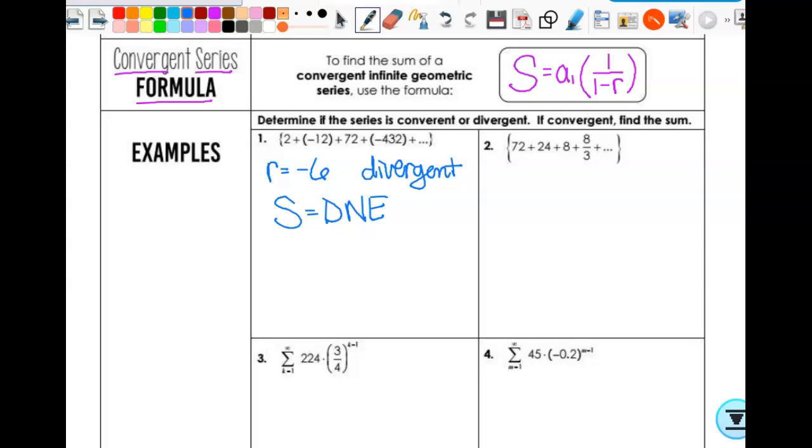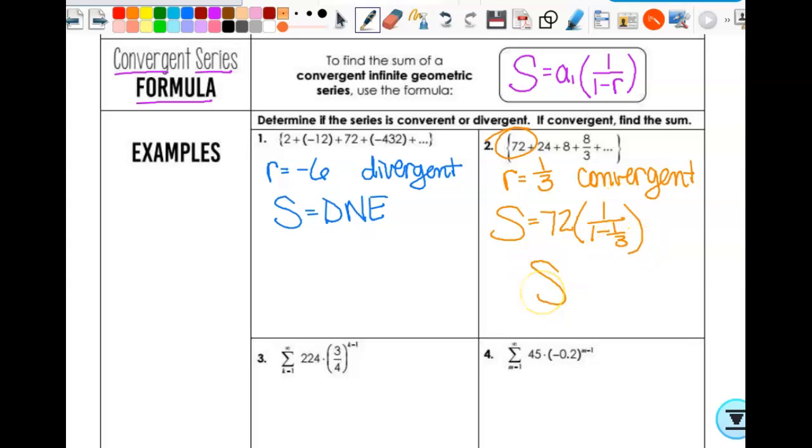Easy enough? All right, so let's look at number 2. What is r here in number 2? 1/3. So is it convergent or divergent? Convergent. Okay, and then this is my first term, right? So my sum is equal to 72 times 1 over 1 minus 1/3. And notice the sum doesn't have a little subscript on there because it's the sum of all of them, so we don't need a number there. Type that in, tell me what you get. $108.